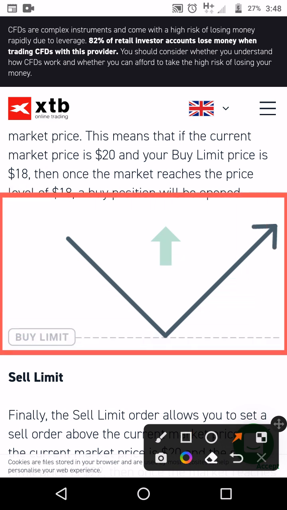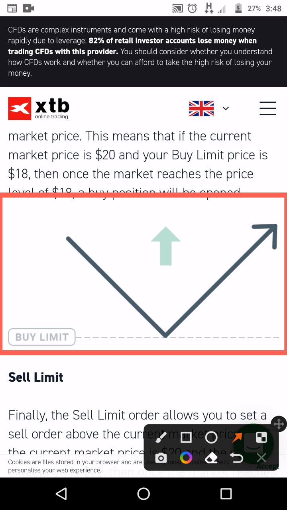So let's say you set your buy limit below the market price. Now the market has come down to your buy limit and now it has bounced back up. So this means you are making profit. Once it reaches your buy limit, it opens a position, and if the market is rising above where you bought it, it means you have bought that particular asset at a low price.